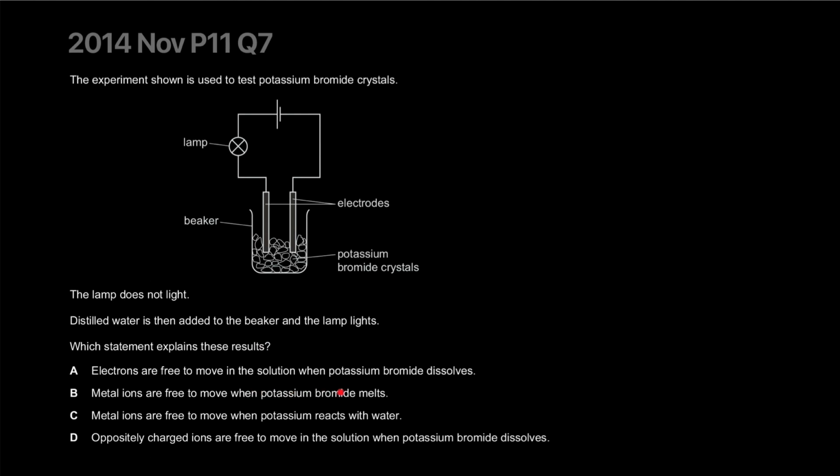Electrons are free to move in the solution when potassium... Electrons do not move freely in a solution. It's ions that do. Metal ions are free to move when potassium bromide melts. That's true, but that's half the story. All ions are free to move. Metal ions are free. Okay, again.